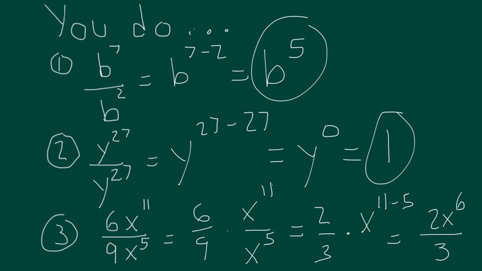Taking the result of the x to the 11 minus 5, putting it on the top part of the fraction, because the bottom here is a 1. 3 times 1 will give you 3. 2 times this will give you the 2x to the 6th.